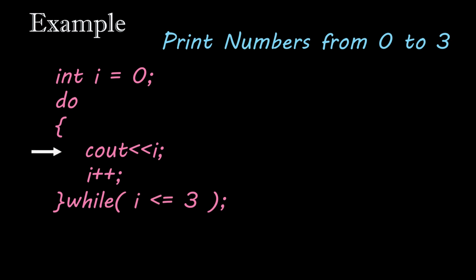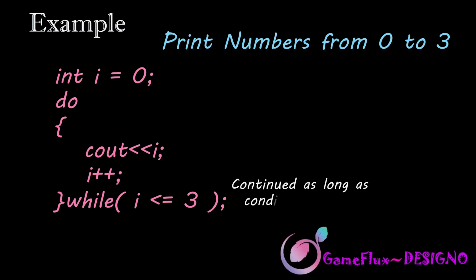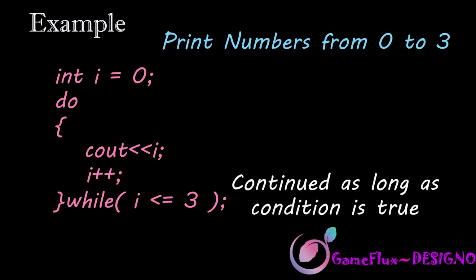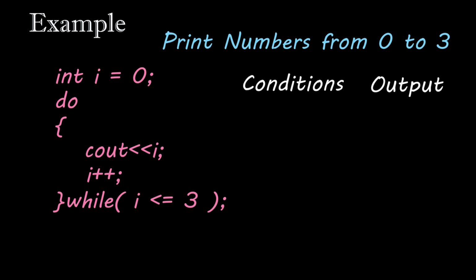So, first of all, it prints i as 0. Then it increments i. So, i becomes 1. Then it checks the condition. If the condition is true, it goes above, prints i and increments it. And this process continues as long as the condition is true. Now let's understand how this is working.